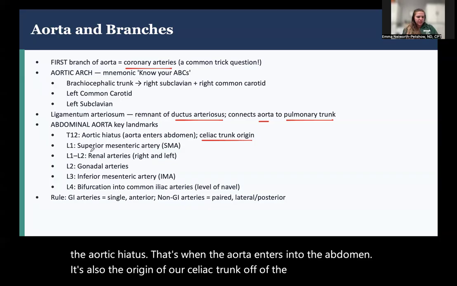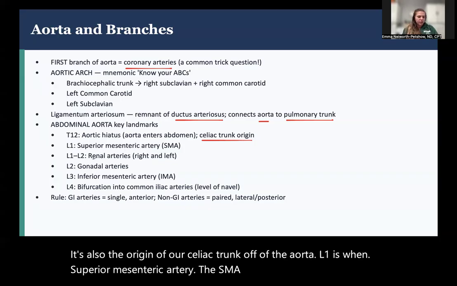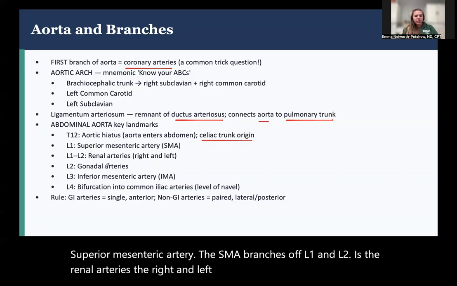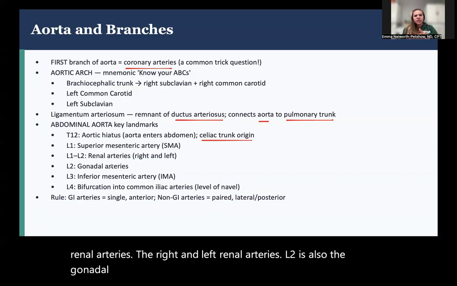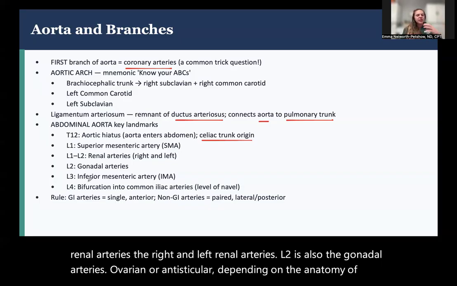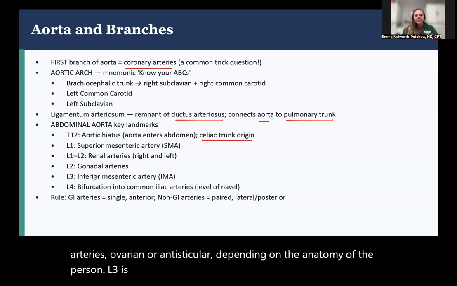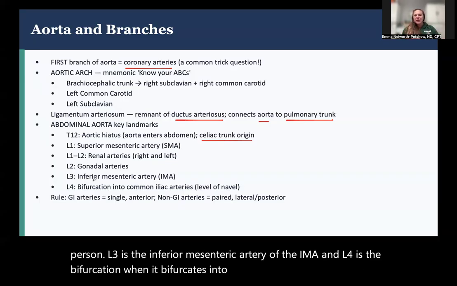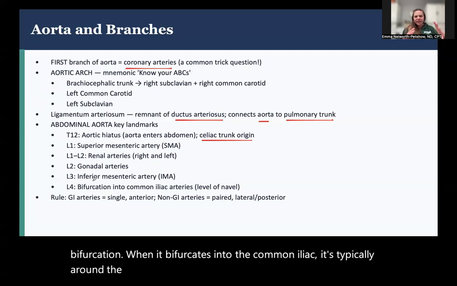L1 is when the superior mesenteric artery, the SMA, branches off. L1 and L2 is the renal arteries, the right and left renal arteries. L2 is also the gonadal arteries, ovarian or testicular, depending on the anatomy of the person. L3 is the inferior mesenteric artery, the IMA, and L4 is the bifurcation, when it bifurcates into the common iliac. It's typically around the belly button, just for having an idea.